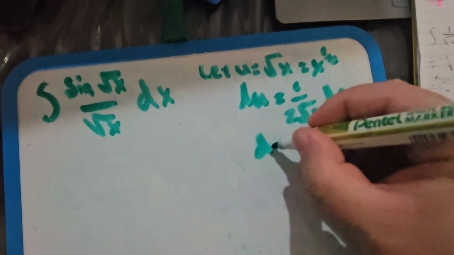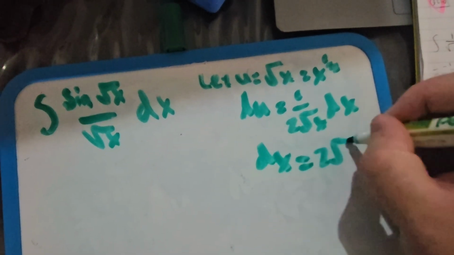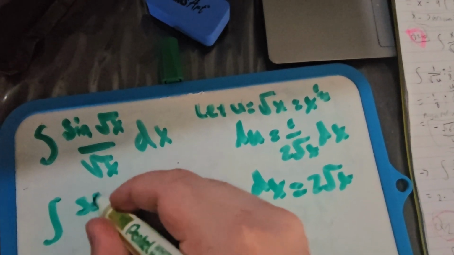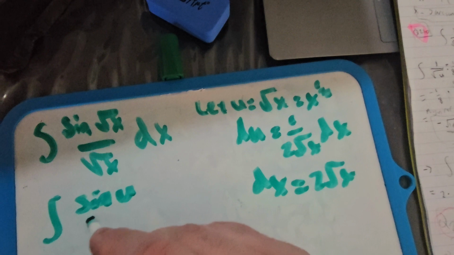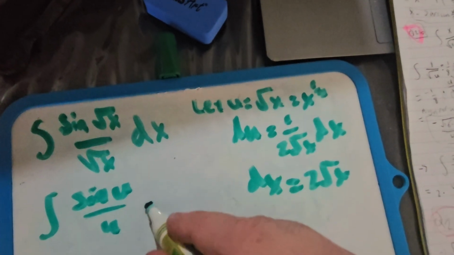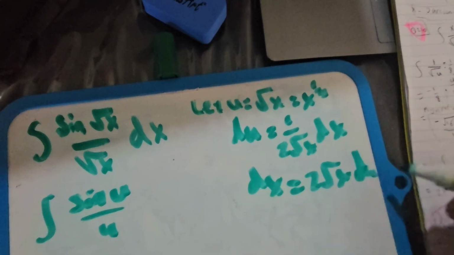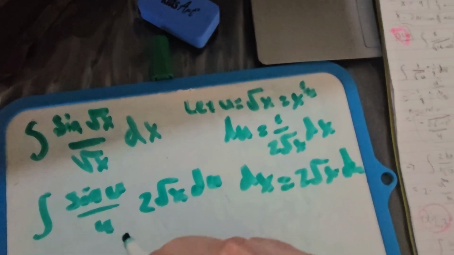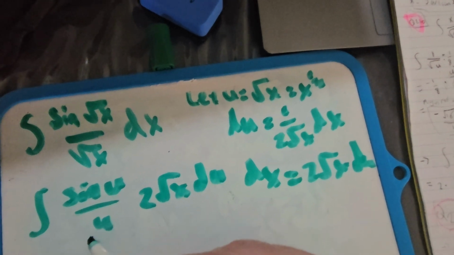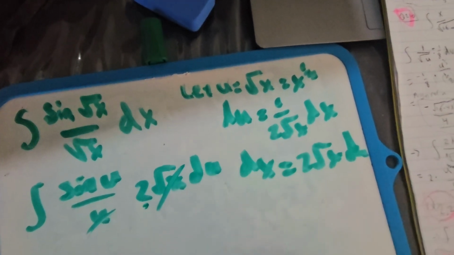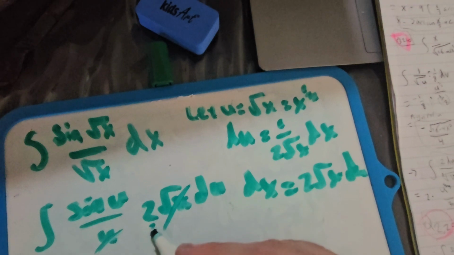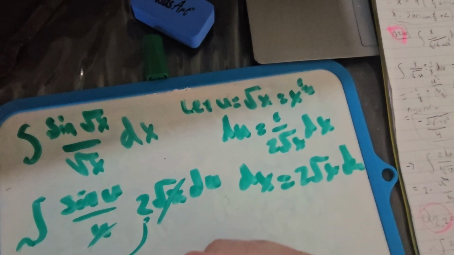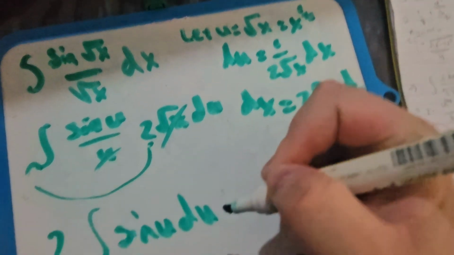And then in terms of dx, we get dx is equal to 2 root x du, because we multiply this. So now let's substitute. We have sine u over u, and then we'll put in a 2 root x du. So u is equal to root x, so that cancels out. And then we have a 2 here. So let's put the 2 on the outside because it's a constant. So now we have 2 sine u du.